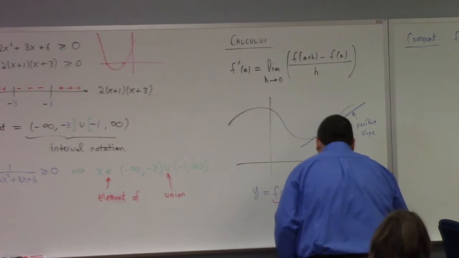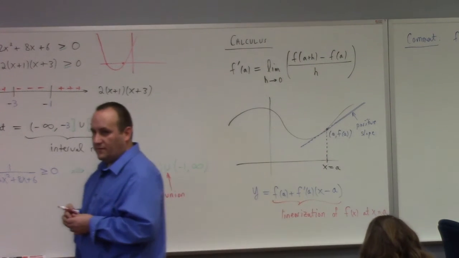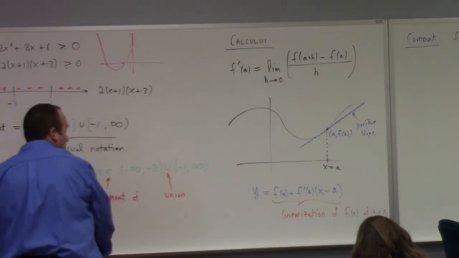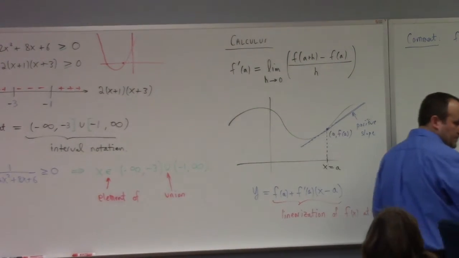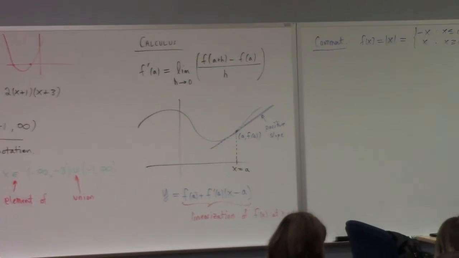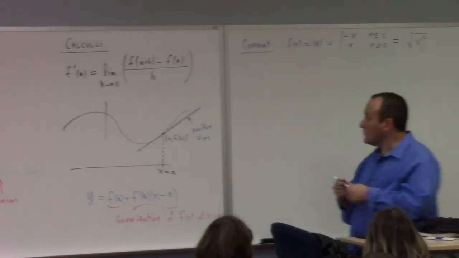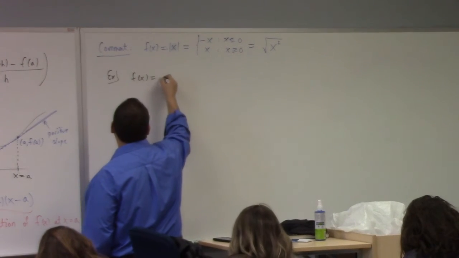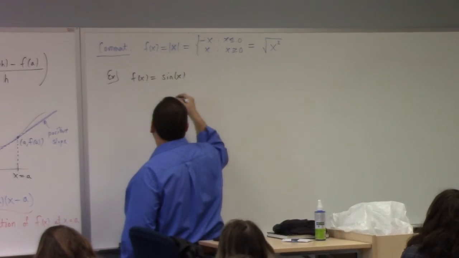So there it is. If you replace a function with its linearization, that is basically saying, I'm going to trade the function for its tangent line. Right? So, for example, for an example of that, if we have f of x equals the sine of x, right?